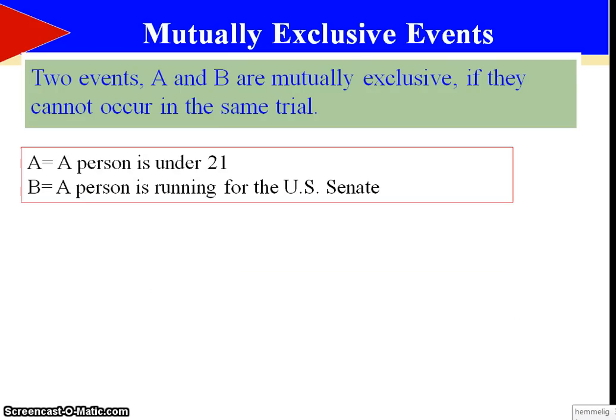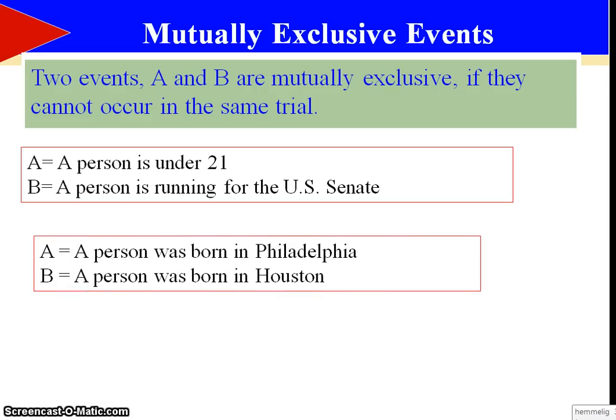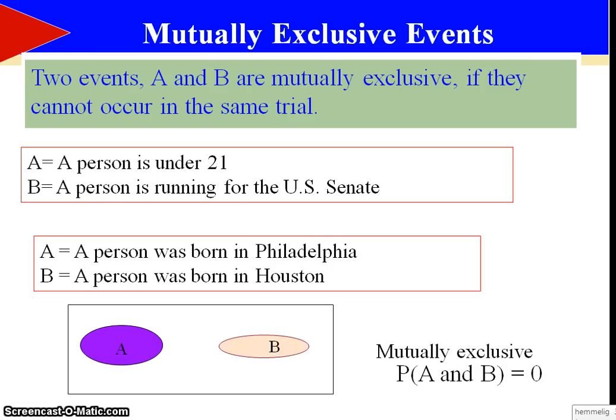Mutually exclusive events. Two events A and B are mutually exclusive if they cannot occur in the same trial. For example, a person is under 21 and a person is running for the U.S. Senate, because you have to be over 21 to run for the Senate. A person who was born in Philadelphia and a person who was born in Houston. You cannot be the same person if you were born in both cities. In a Venn diagram, you would have a circle that represents A and a circle that represents B, and the probability of being in both of those circles, A and B, would be 0, because you're either here or here. Mutually exclusive. They're separate.